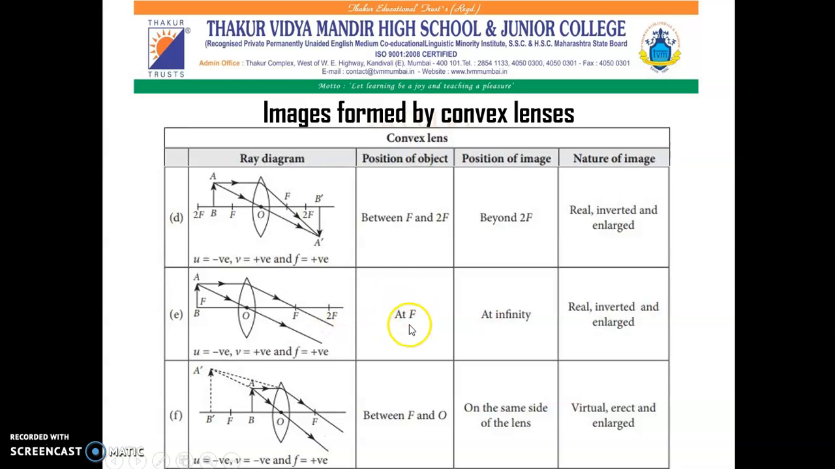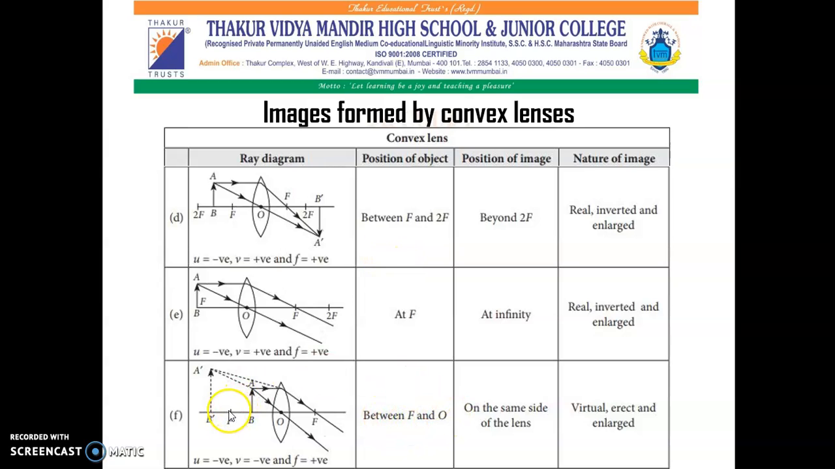Next is when the position of the object is exactly at f, that is at principal focus. In that particular case, the position of the image will be at infinity. You can see over here the rays, after reflecting, are moving towards infinity. So, the position of the image will be at infinity and the nature of the image will be real, inverted and enlarged.